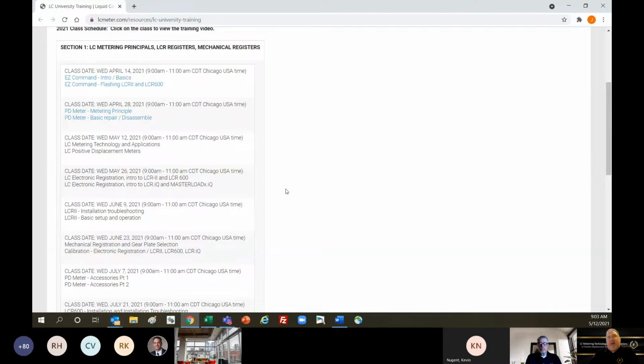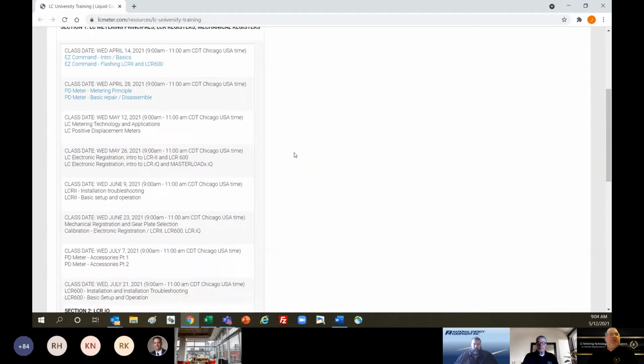After that, in June, it'll be back to more technical with the technical service team, where we'll do a deeper dive into the LCR2, going through installation, troubleshooting, and basic setup. Then the last week of June, June 23rd, we'll be doing mechanical registration, calibration, gear plate selection, and calibration for electronic registration. I know a lot of people have been asking for calibration training, so you'll surely want to see that class.